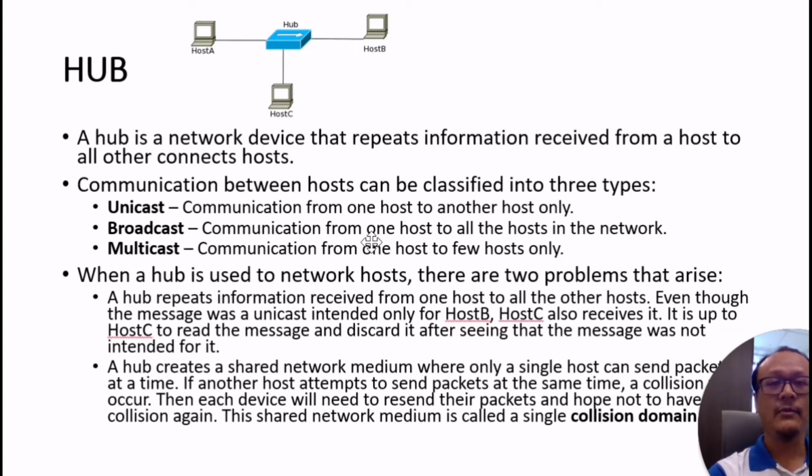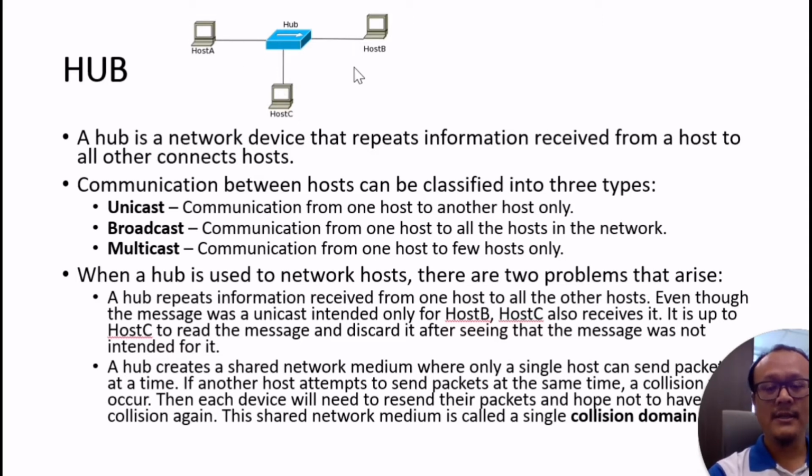A hub is a network device that repeats information received from a host to all other connected hosts. And it can be classified into three types. First is unicast. Unicast means a communication between one host and another host. For example, if you look at this picture, host A wants to send information to host C. So it is called unicast, one-to-one.